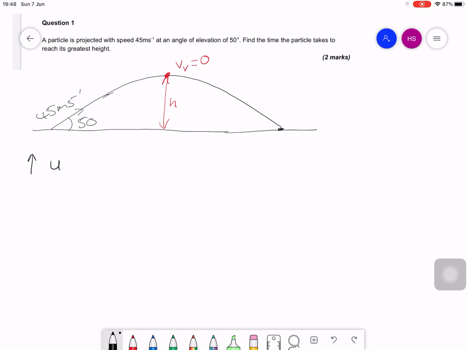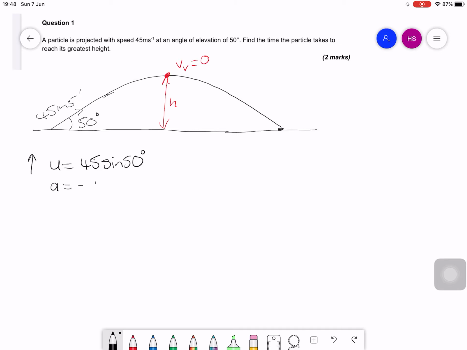So the initial velocity vertically, so basically I've got a right angle triangle. So I want to split that 45 meters per second up into its, well, I just need its vertical component. So that's opposite the 50-degree angle. So the vertical velocity is going to be 45, and I'm just using SOHCAHTOA. So if it's opposite, it's going to be 45 sine 50.